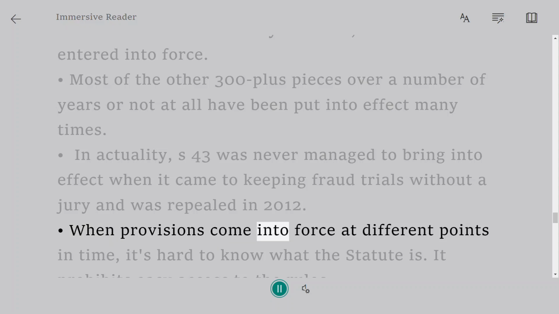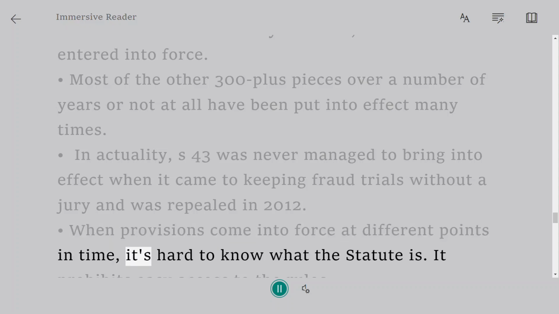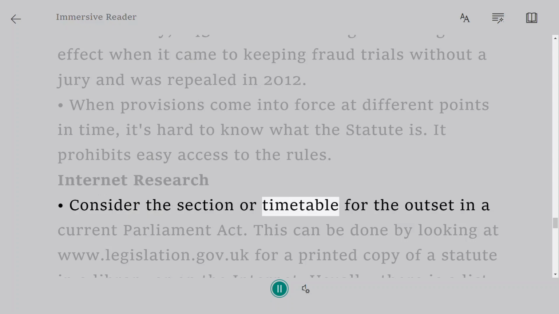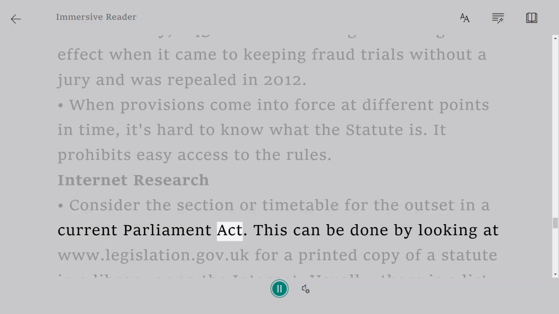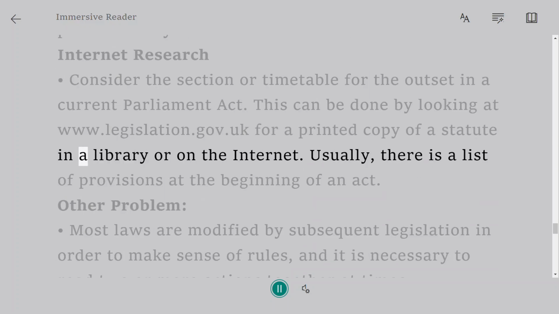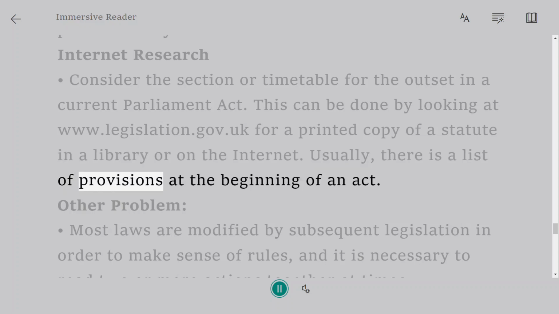When provisions come into force at different points in time, it's hard to know what the statute is. It prohibits easy access to the rules. Internet research. Consider the section or timetable for the outset in a current Parliament Act. This can be done by looking at www.legislation.gov.uk, or for a printed copy of a statute in a library or on the Internet. Usually, there is a list of provisions at the beginning of an act.